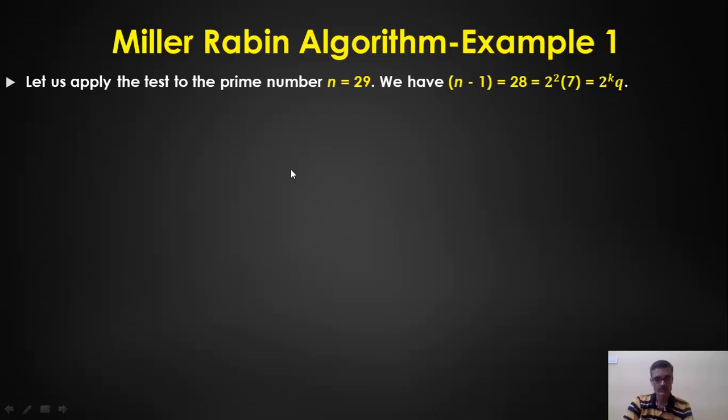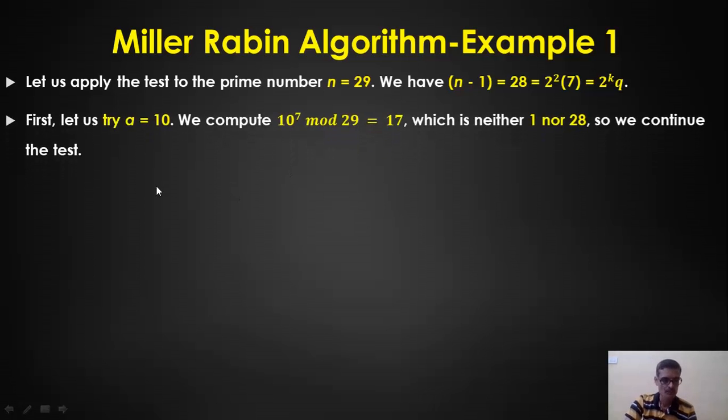So first we have to verify the first condition, that is a to the power q mod n. I'll try with some random number a equal to 10, which is less than 29. So I can have 28 numbers, 1 to 28. I can choose any number there. Randomly, I have picked a equal to 10. So we calculate a to the power q mod n, that is 10 to the power 7 mod 29, which gives me 17, which is neither 1 nor 28. That is, it's not plus 1 or minus 1. So I'll continue my test. I cannot say it is a composite number, but I'll continue with the second condition.